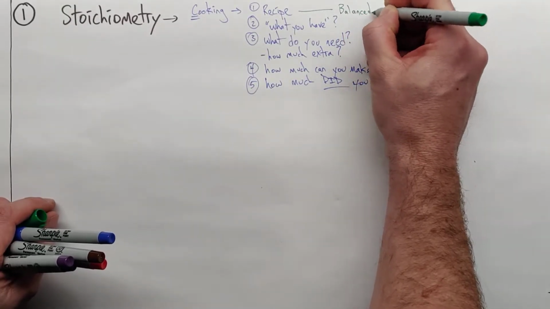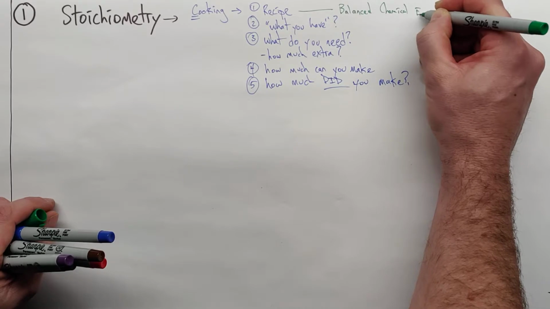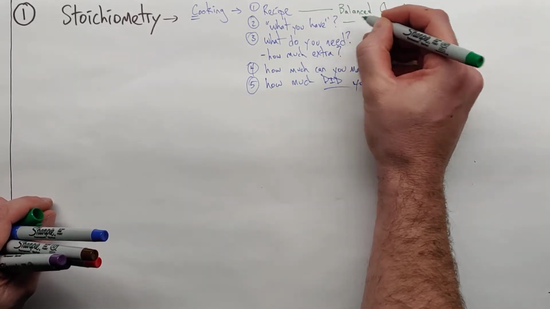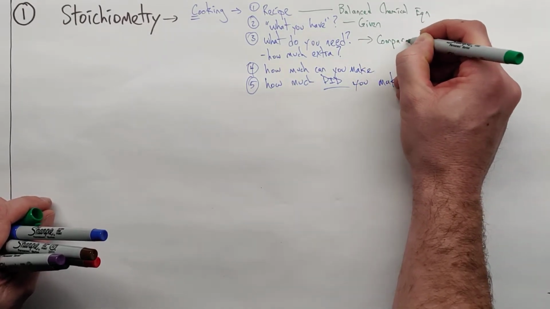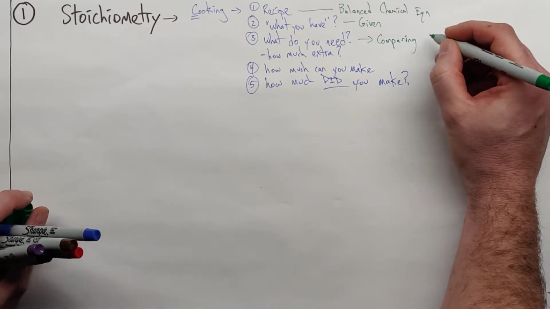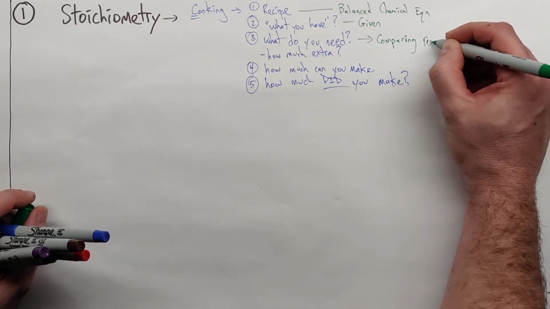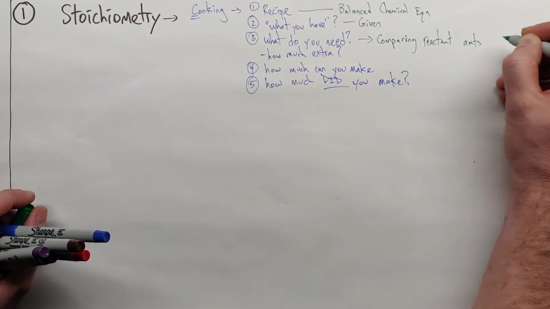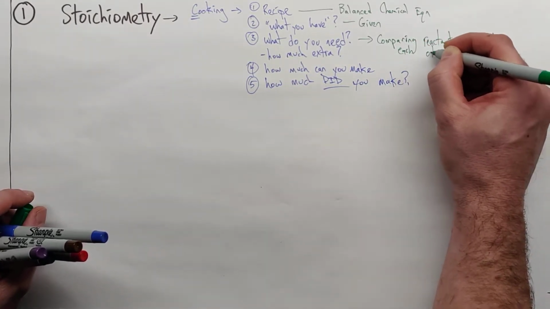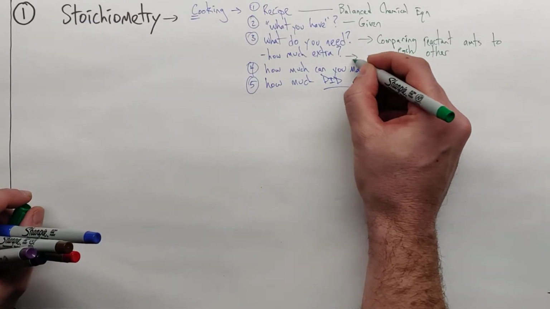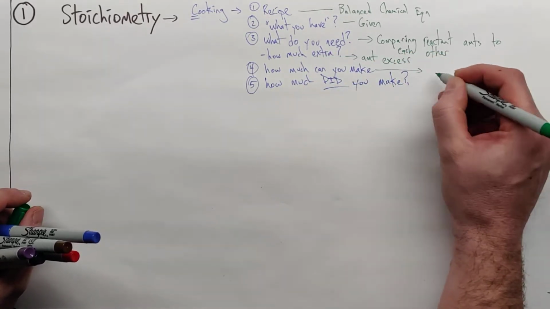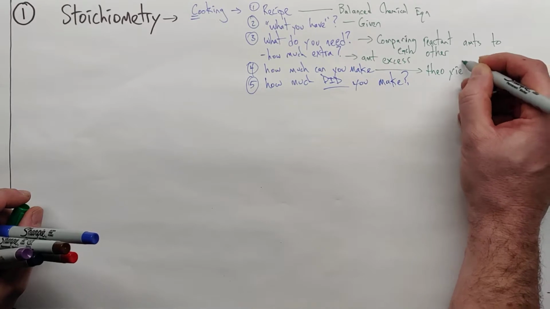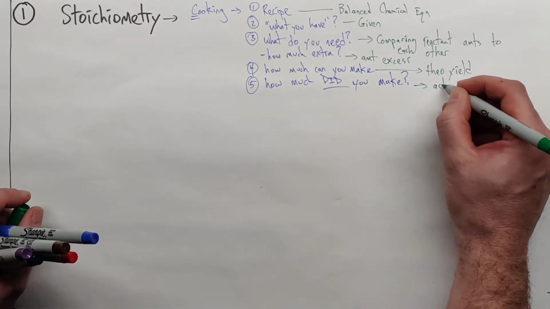So when we're talking about a recipe, we're talking about a balanced chemical equation, right? And when we're finding out what we have, that's our givens. And what we need, we are comparing our given amounts to each other, right? The reactants. And how much extra, we might be looking for some amount in excess. Then how much can you make theoretically? That's our theoretical yield. And then how much did you make? That would be some actual yield.